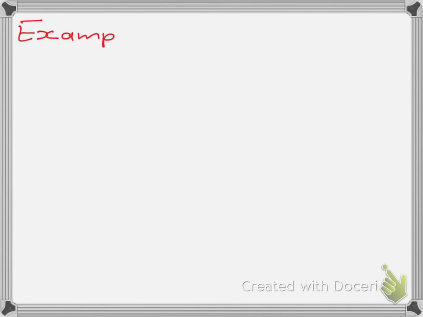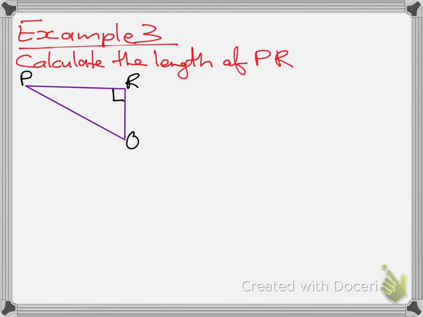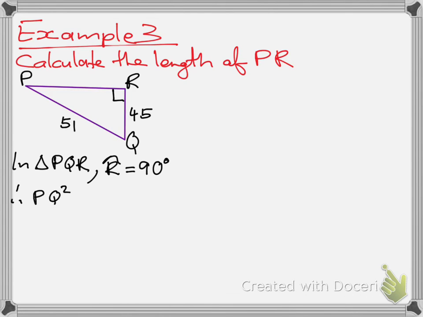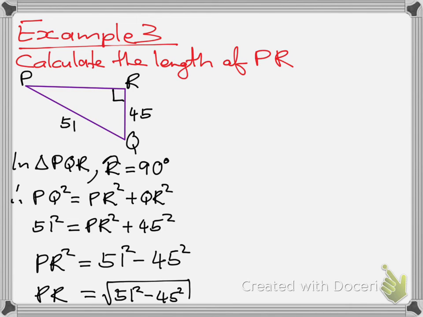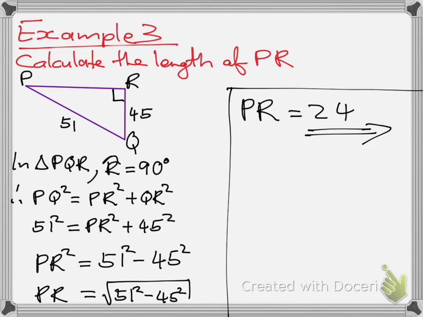Then example number 3, again they say calculate the length of PR. You are given triangle PQR, where angle R is 90 degrees, meaning that our Pythagoras theorem will state that PQ squared will be equal to PR squared plus QR squared. Then we substitute the values. Now we're solving for PR squared, which will be 51 squared minus 45 squared. We find the square root of that, and we get PR equals 24 units.